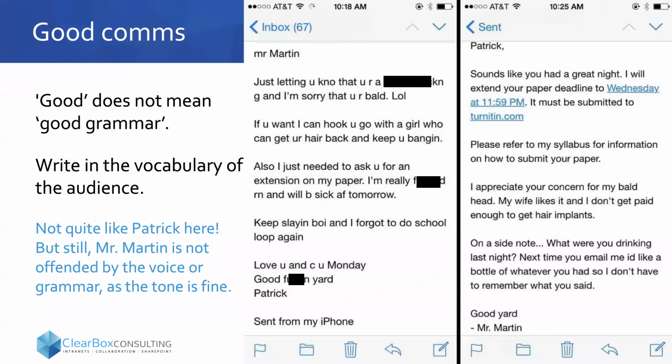See, I'm not here to tell you what good comms looks like. All I'll say is it's not about specifying what good writing is. Take a look at how Patrick has addressed his professor. He has not used the appropriate style for his audience, yet Mr. Martin is not offended or confused because the topic and tone are fine. See, it's not about good grammar, it's about effective communication.